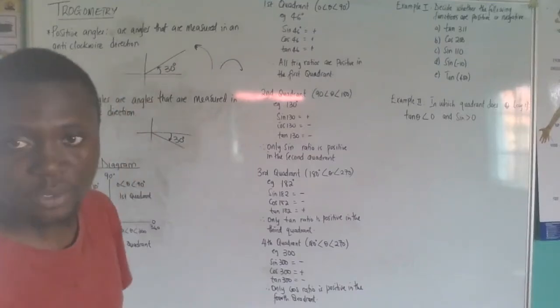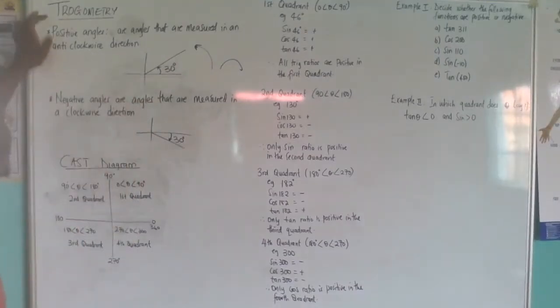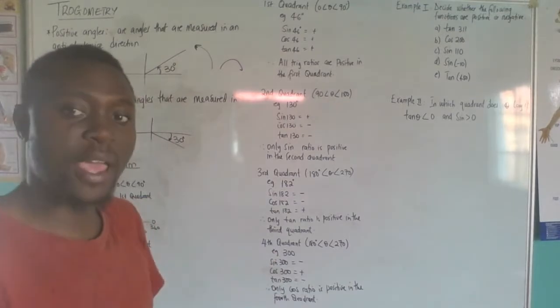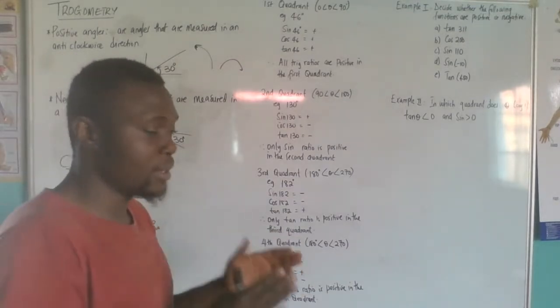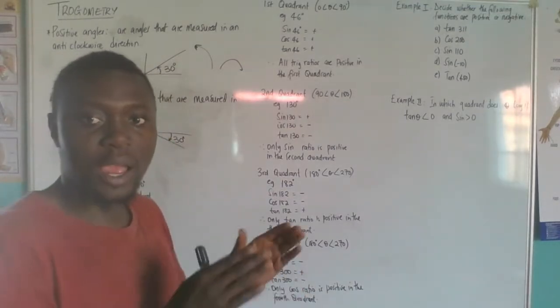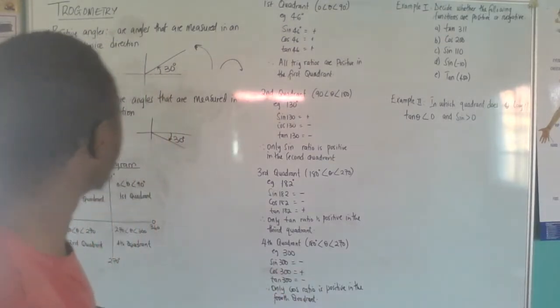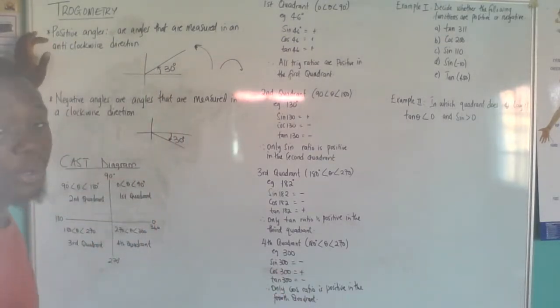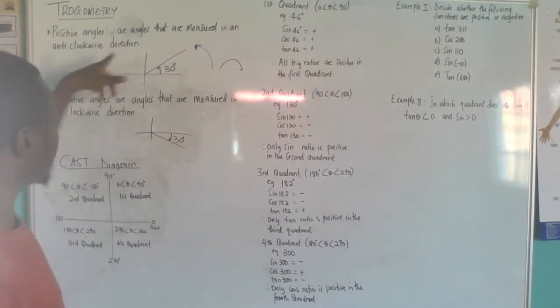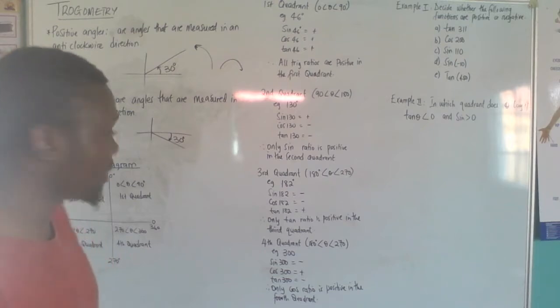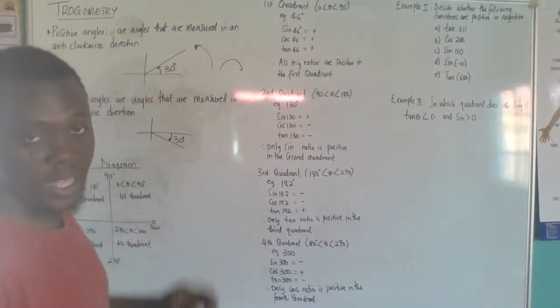We want to start with trigonometry, okay? Now trigonometry deals with triangles and their angles. Dealing with angles, we're looking at what we call the positive angles and the negative angles. The positive angles are the angles that are measured in anti-clockwise direction.